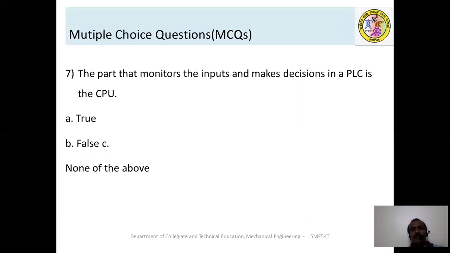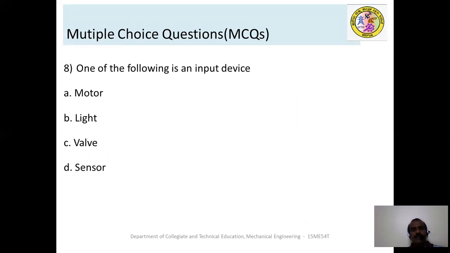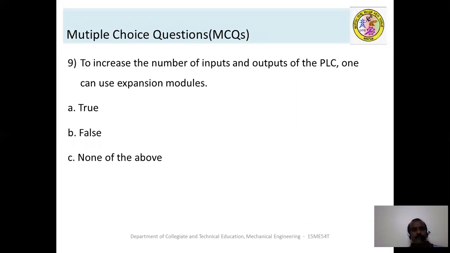The part that monitors the inputs and makes the decision in a PLC is the CPU. True, false, none of these. It is A, true. Which one of the following is an input device? A, motor, B, light, C, valve, D, sensor. The answer is D, sensor. To increase the number of inputs and outputs of the PLC, one can use expansion modules. True, false, none of the above. The answer is A, true.